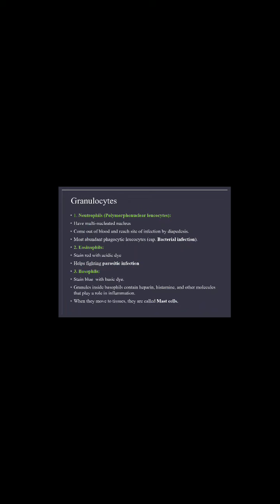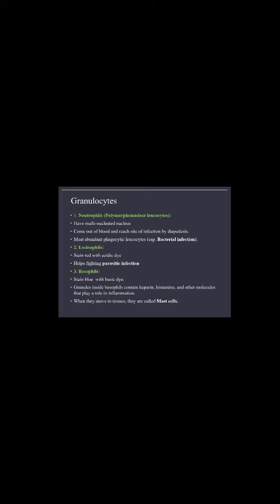Now let us study in detail about the granulocytes. Now, if you see, children, they provide a color, and the most important are neutrophils. They have a multi-lobed nucleus. That's why they are known as polymorphonuclear leukocytes, or in short we also call them PMNL. Now, they come out of blood and reach the site of infection by diapedesis. What is diapedesis? Diapedesis means by amoeboid movement, and they are most abundant.